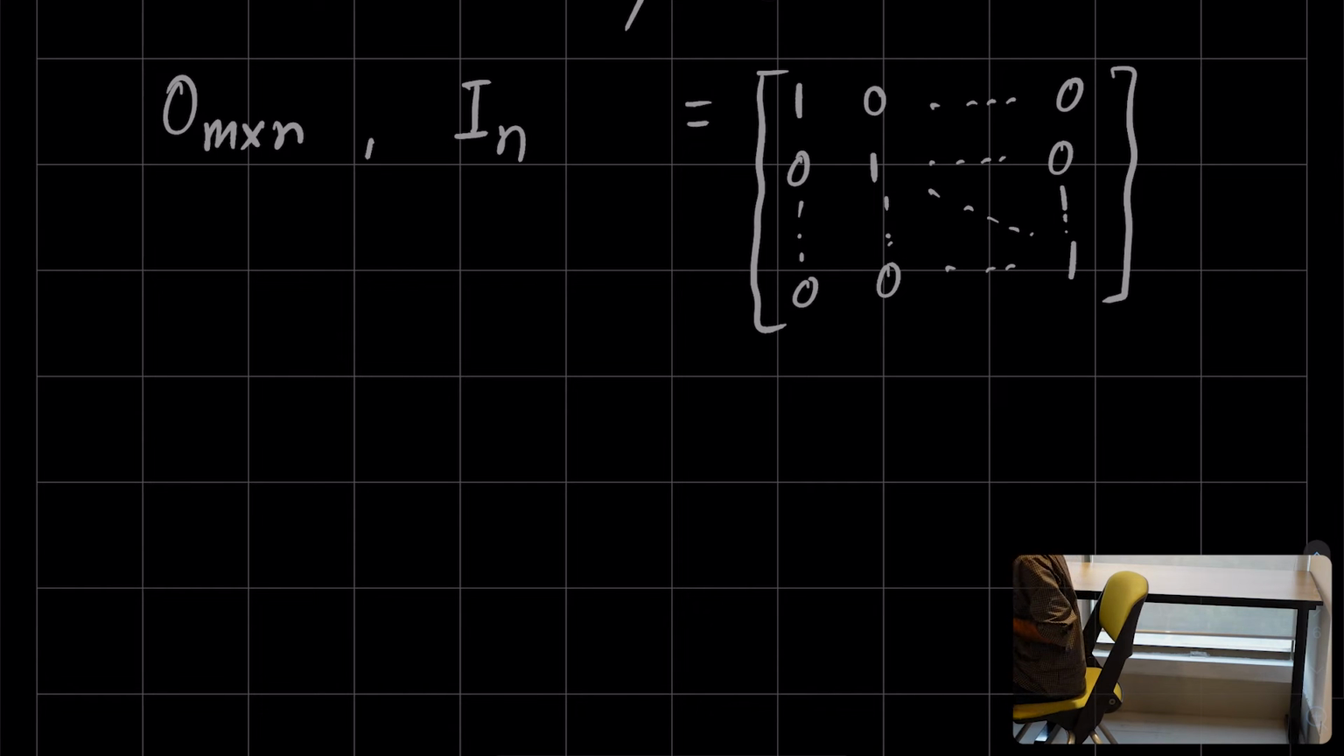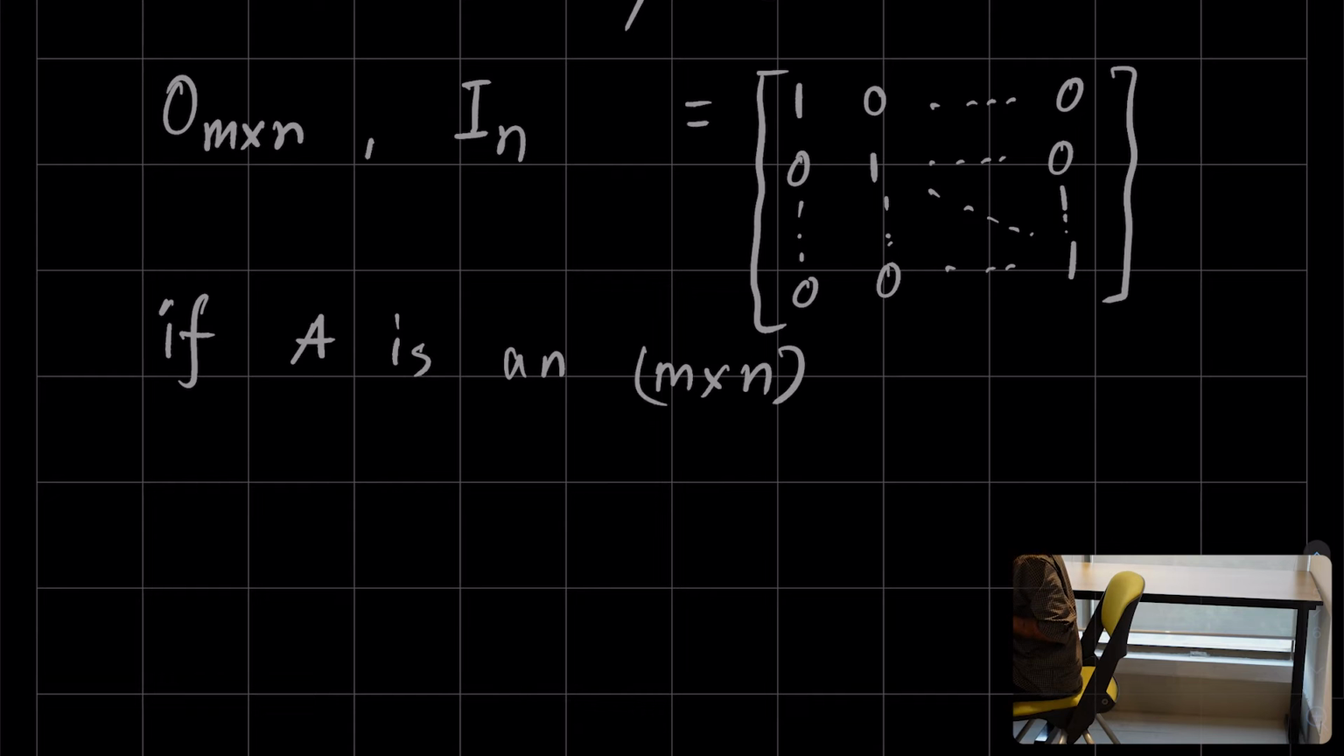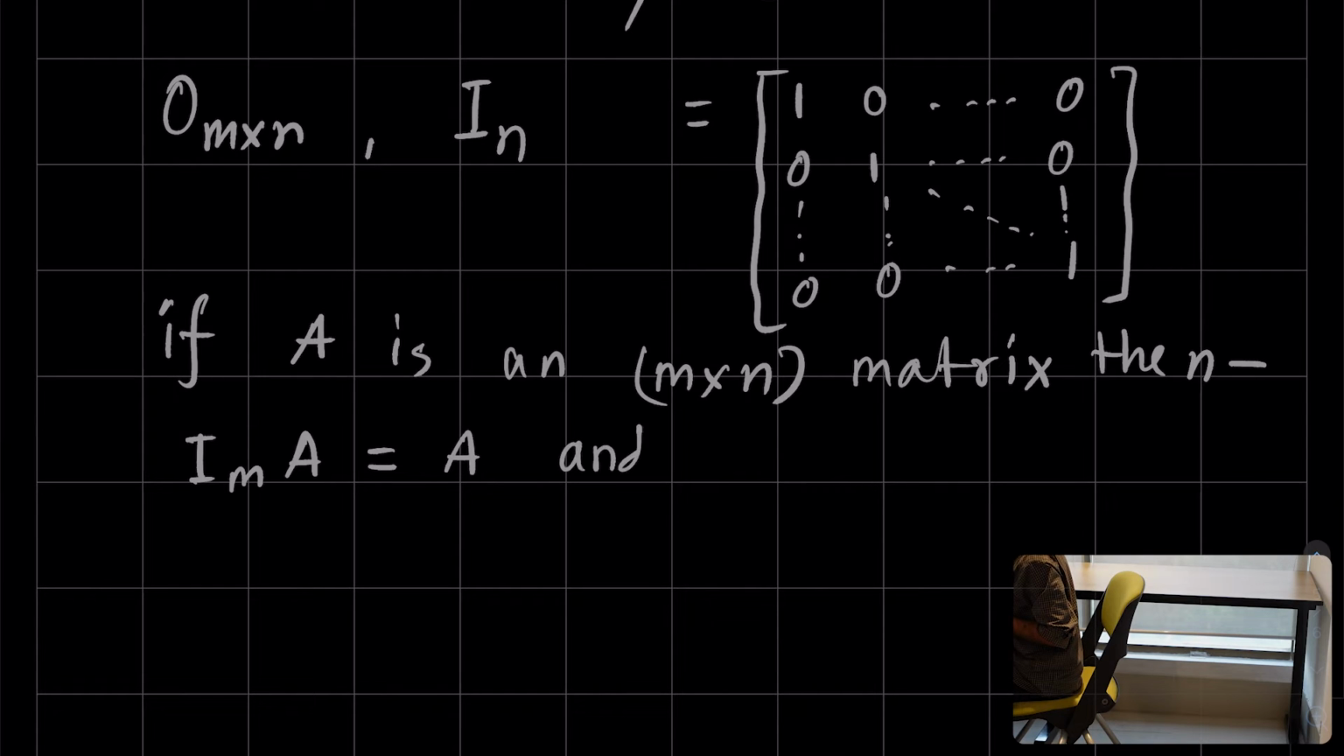And one thing I want to say here is, if A is an M cross N matrix, then I_M A is equal to A, and it is also true that A I_N is equal to A.